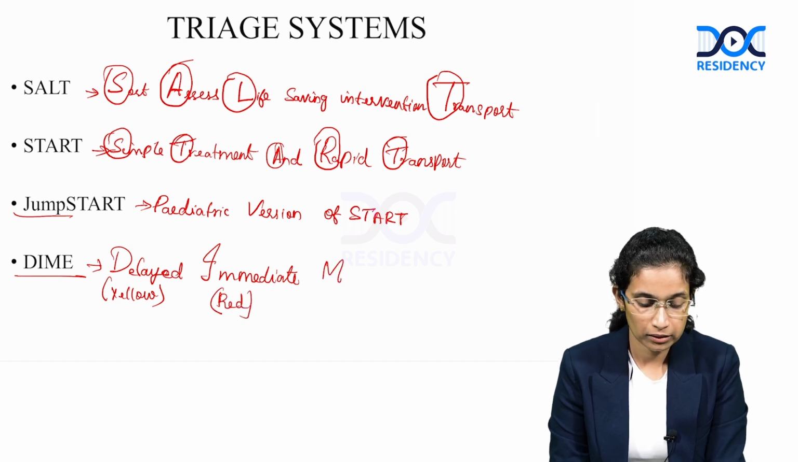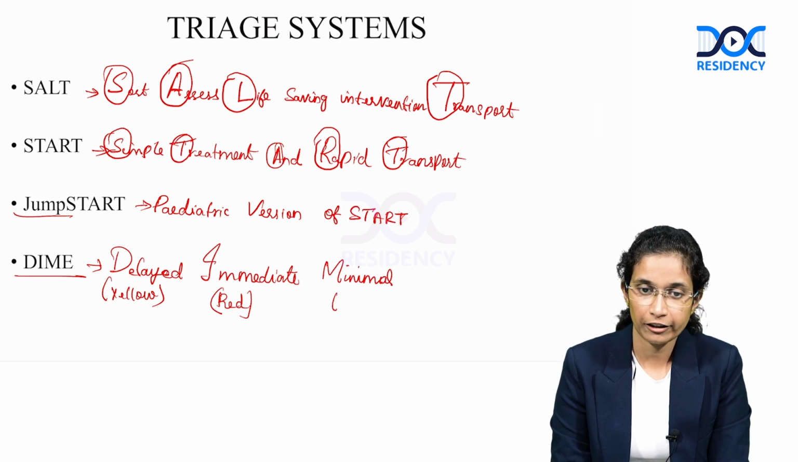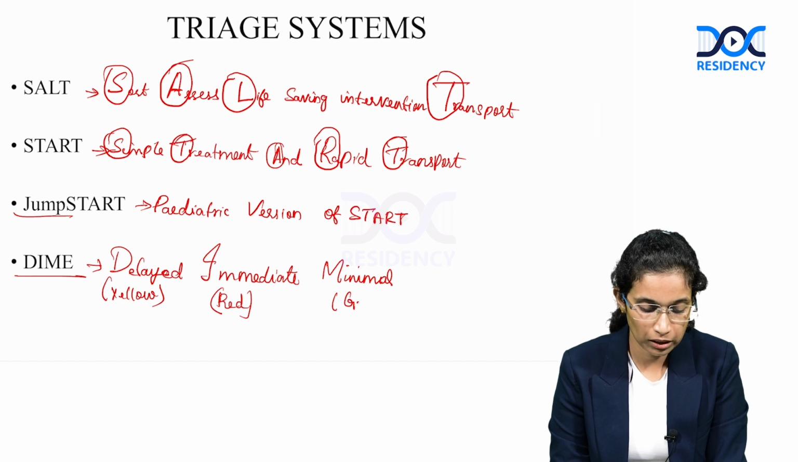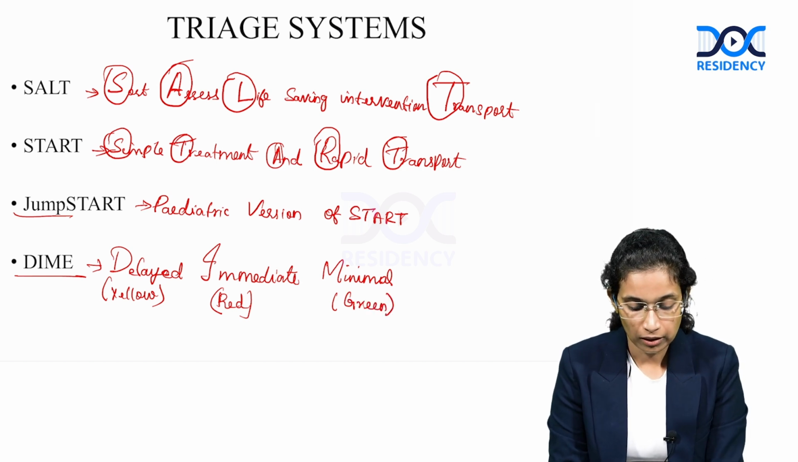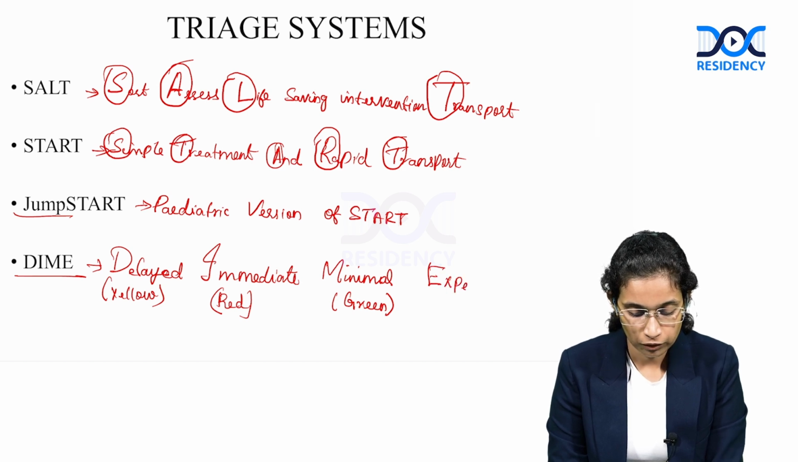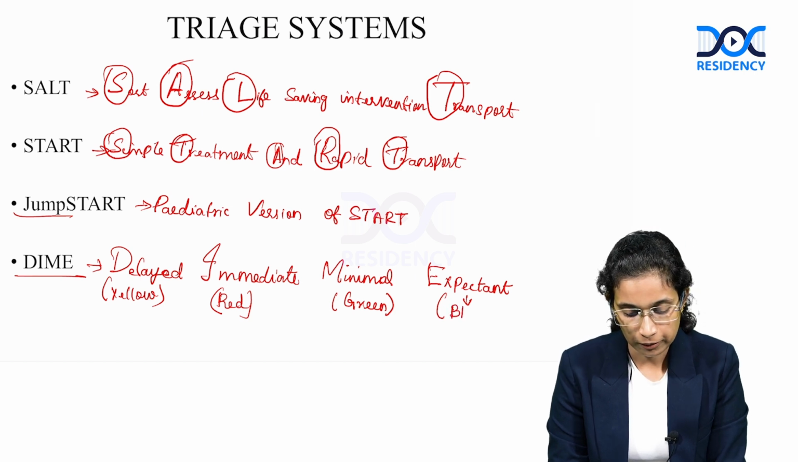And M is minimal, where these patients have minimal injuries and come under the category of green. And E is expectant. These patients are expected to die, so they are moribund patients. They are categorized under black.